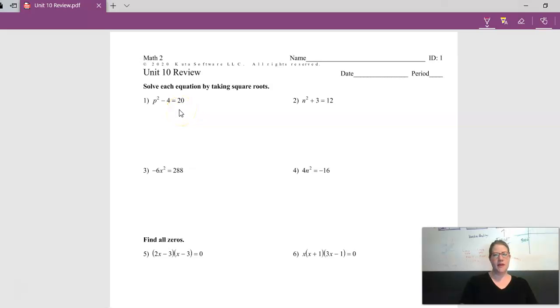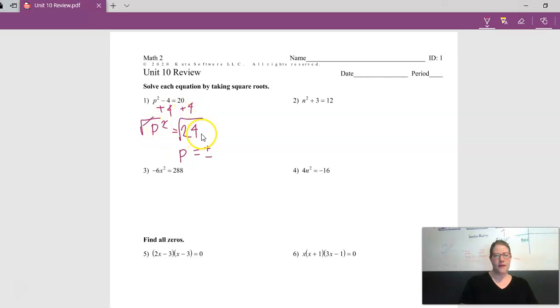So remember, to solve by square roots, all you need to do is get the squared term all by itself on one side. So in this case, we've got to get this -4 and move it away from p squared. So we're going to add 4 to both sides. So this will give me p squared equals 24. And then we just need to take the square root of both sides. The square and square root cancel each other out. Remember that you're going to have a positive and a negative of your solution each time that you're taking the square root of a variable squared.